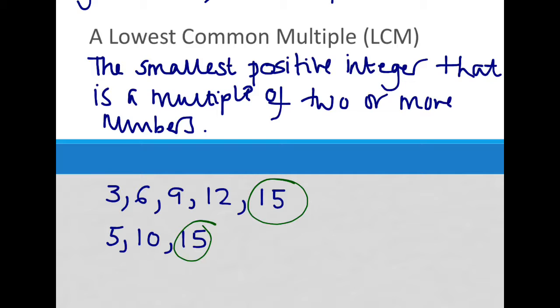And we've looked at that previously, but what we're going to do today is take it on to looking at the lowest common multiple of larger numbers, and a method for doing that using our knowledge of factor trees.